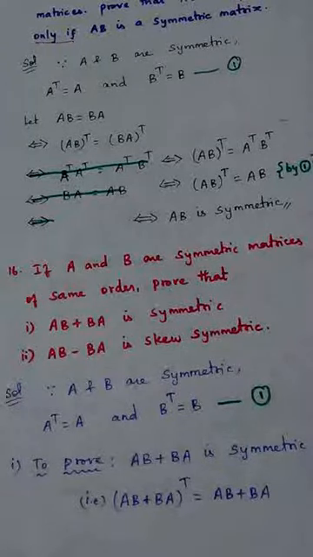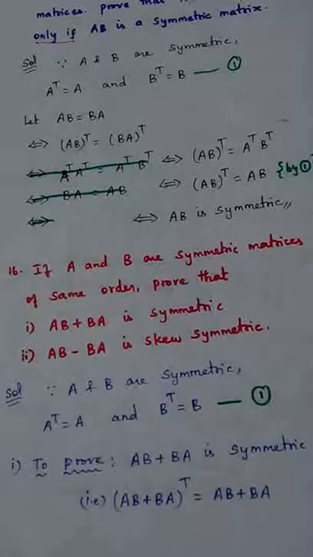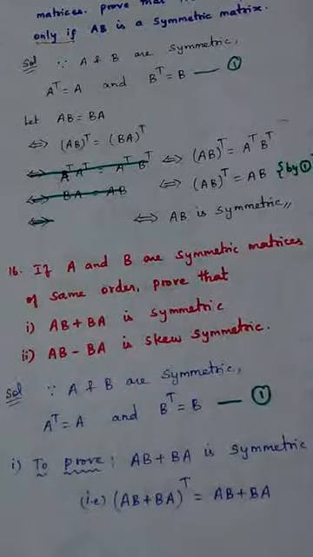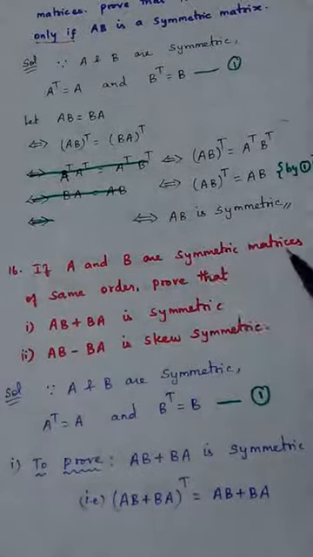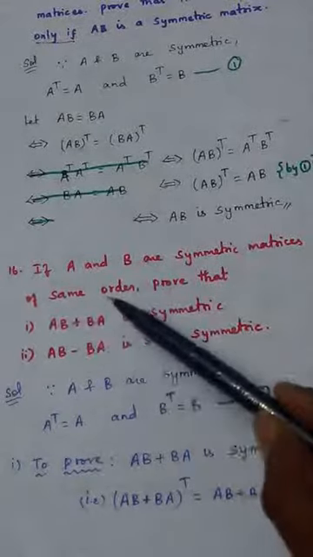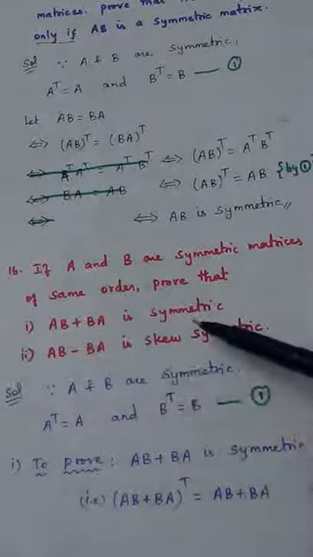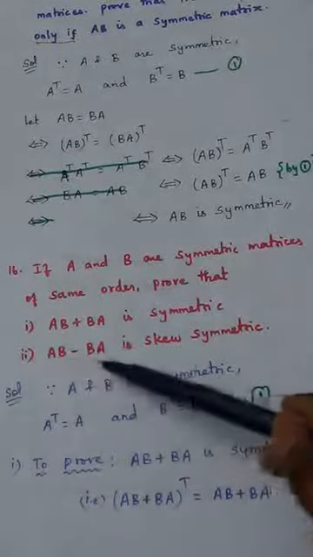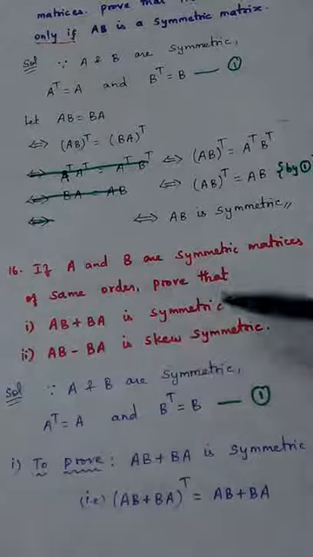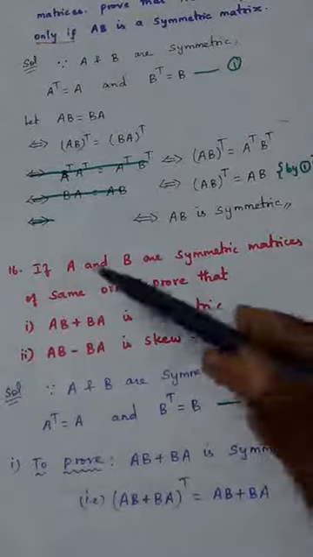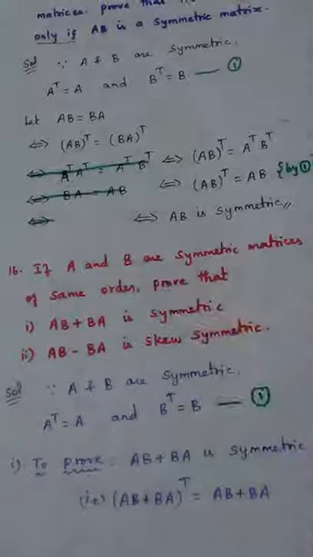Question number 16. If A and B are symmetric matrices of same order, again symmetric matrices you know very well, the transpose and the original are same. If A and B are symmetric matrices of same order, prove that AB plus BA is symmetric. Second, AB minus BA is skew symmetric.